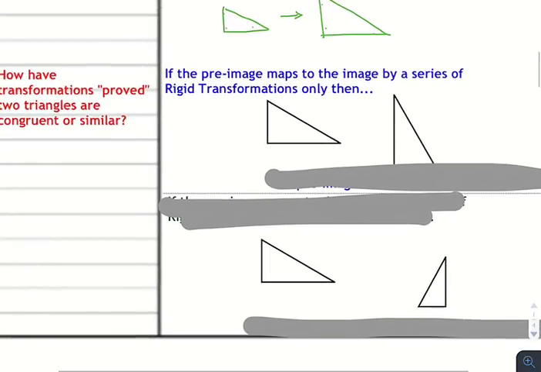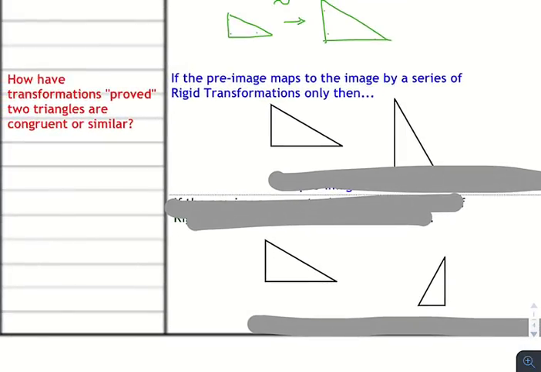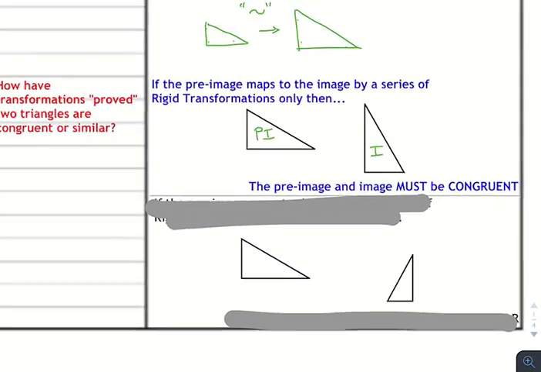So consider this scenario. We have one triangle, the pre-image, which I'll label here as PI, and we have this other triangle over here that's the image. Well, if I can show you how to go from the pre-image to the image by using just translations, reflections, and rotations, then we can certainly conclude that the pre-image and the image must be congruent.